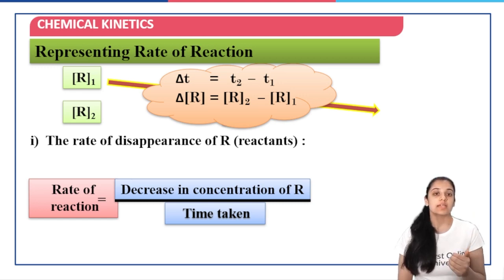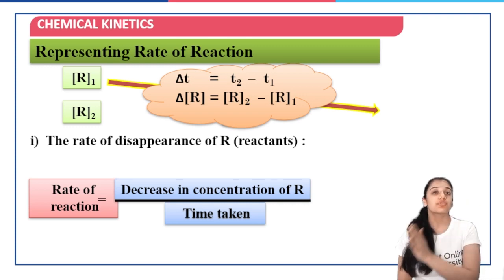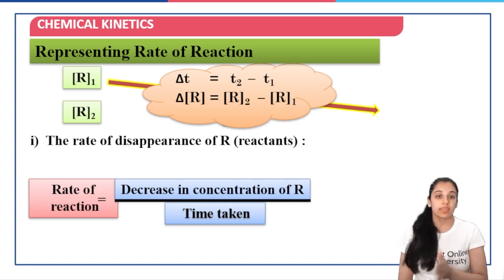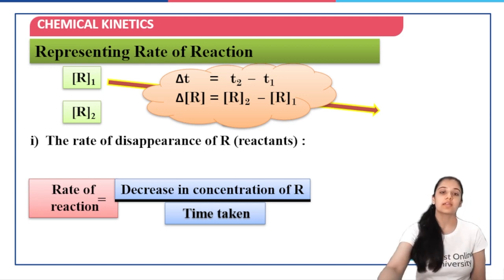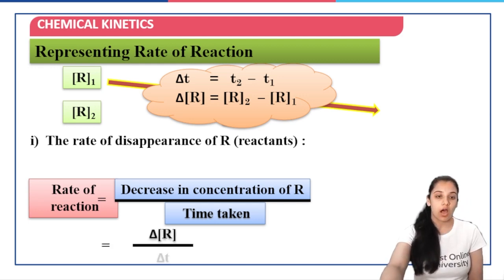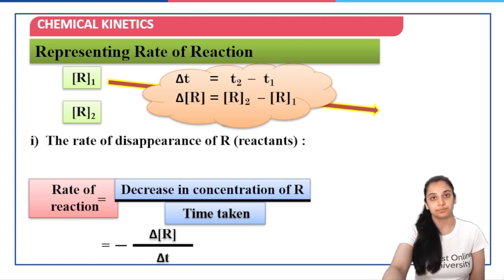And the concentration is going to decrease. So when we do R2 minus R1, firstly, if the concentration was 10 molar and it is reduced to 2 molar, so 2 minus 10 is going to give me an answer of minus 8. Therefore, this decrease is going to be given by a negative sign, that is, minus delta R upon delta T, right?